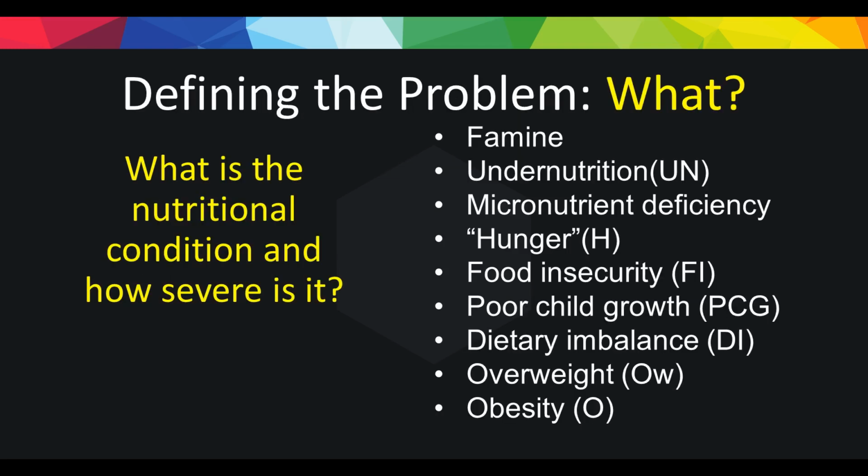Okay, we go one by one. Number 1 is what. Okay, what is the nutrition condition and how severe it is? Okay. First, when we talk about nutrition conditions, maybe they have undernutrition, they have a macronutrient deficiency, they have hunger, they have food insecurity, they have poor child growth, dietary imbalance, overweight, and obesity. When we talk about nutrition conditions here, it's not just for the undernutrition, but also we tackle the problems of overweight and obesity. Okay, this is what.